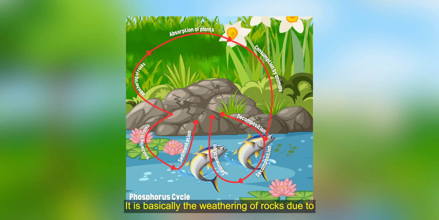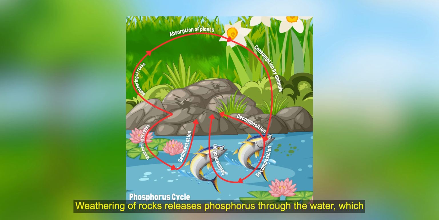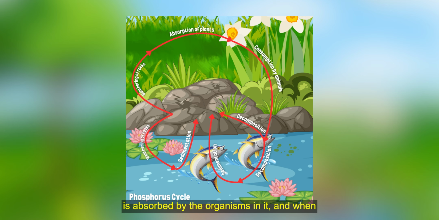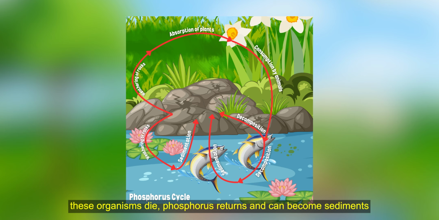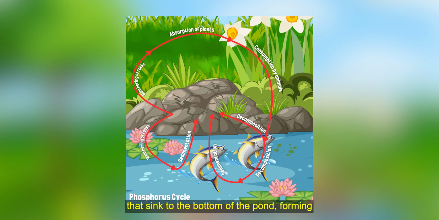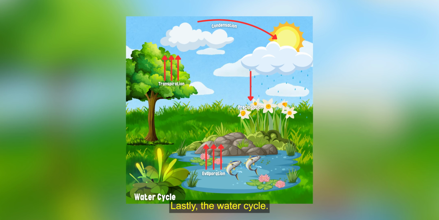It is basically the weathering of rocks due to its environment and the decomposition of aquatic animals. Weathering of rocks releases phosphorus to the water, which is absorbed by the organisms in it, and when these organisms die, phosphorus returns and can become sediments that sink to the bottom of the pond, forming rocks. And the cycle repeats. Lastly, the water cycle.